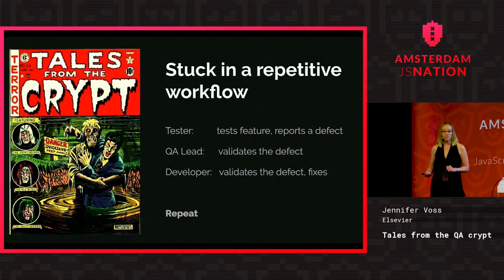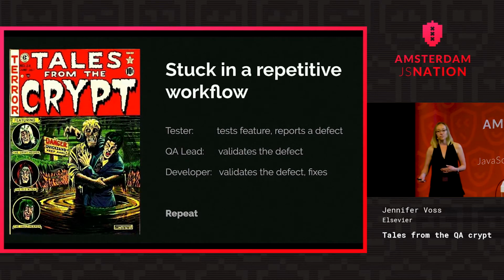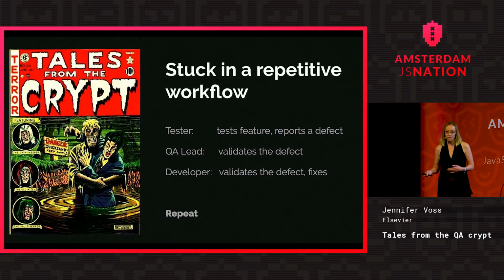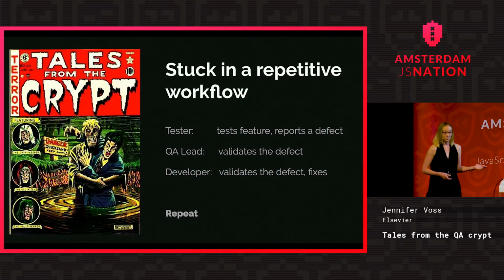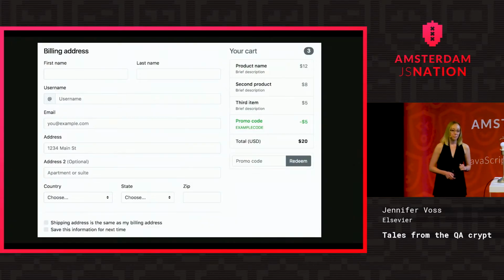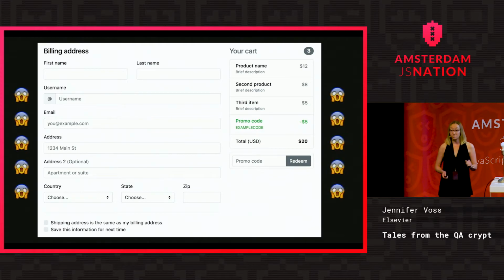So what happens when you have this type of workflow is that you get stuck in this repetitive flow. A tester tests a feature. If it doesn't work properly, then it has to go up to the QA lead. They have to test it and make sure that it can be replicated. And then it goes up to the developer, who has to do the same thing again. And then they have to fix it, and the cycle repeats itself. So when you have something that's a long checkout form and you want to make sure that it works perfectly every time, and you're entering everything in all of these fields, it can get scary pretty quick.